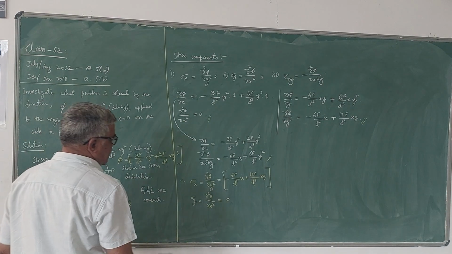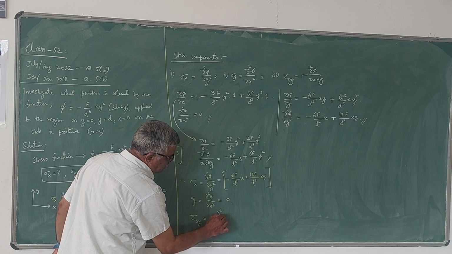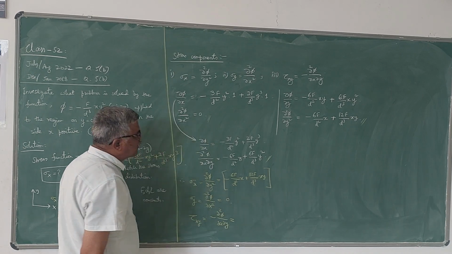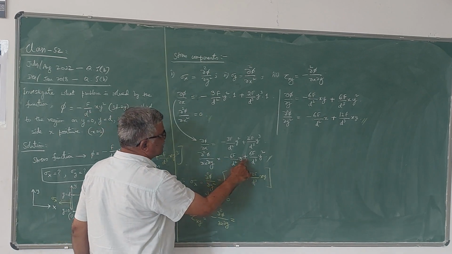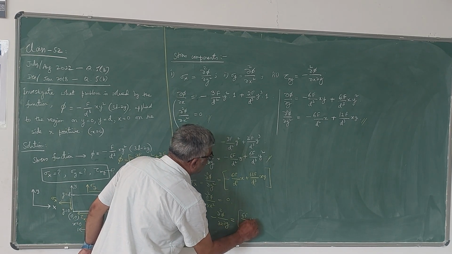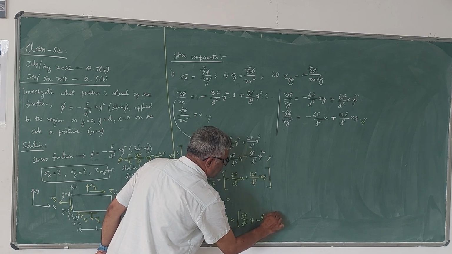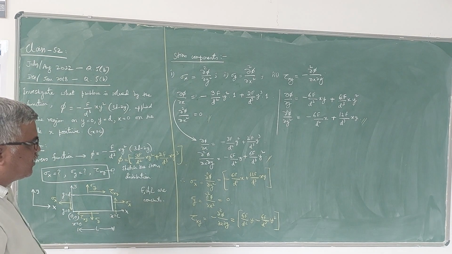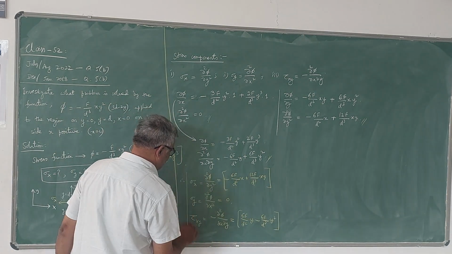That is the meaning. Next, tau xy is minus of dou square phi by dou x dou y. So dou square phi by dou x dou y is this. So minus of these things, this becomes plus, this becomes minus. 6f by d square y minus 6f by d cube y square. So these are the stress functions.